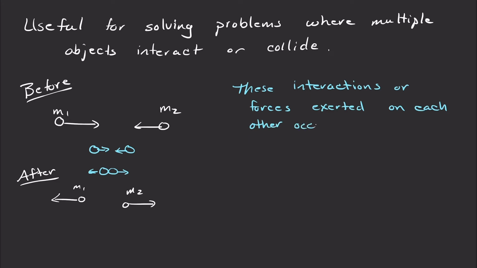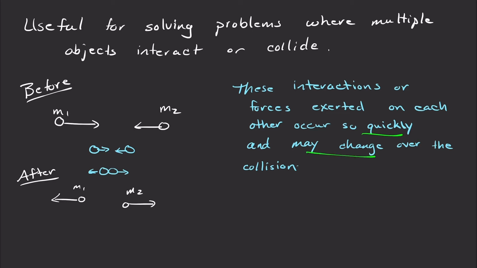They occur so quickly, and they may change, so they may vary over the course of the collision. When they first collide, maybe they're not pushing on each other very hard, but as they get closer to each other, the forces increase, and then as they move apart, they decrease. So the forces occur very quickly and they may change.